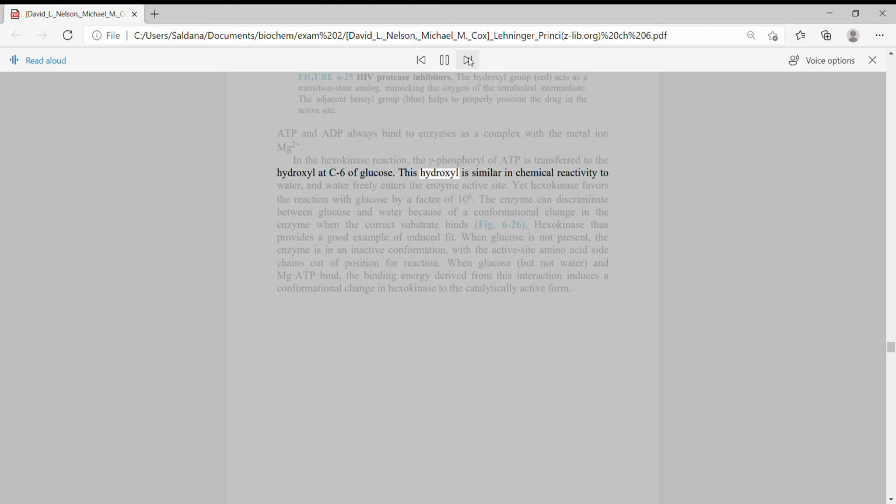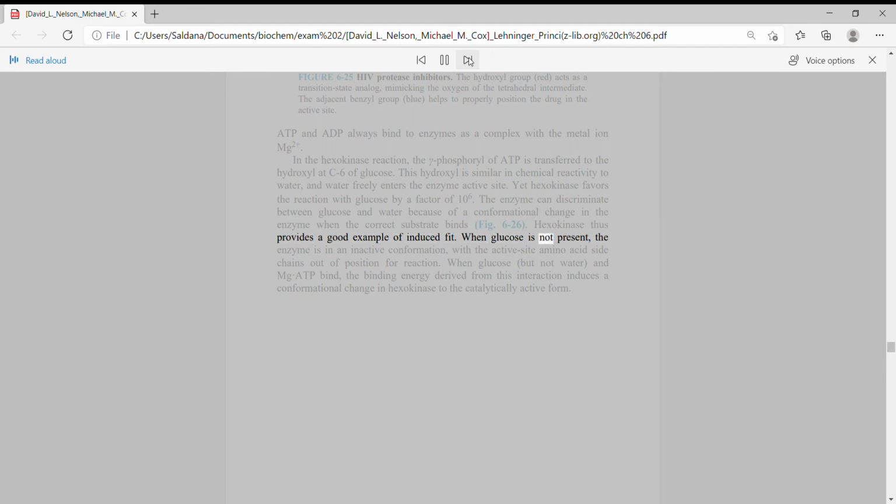This hydroxyl is similar in chemical reactivity to water, and water freely enters the enzyme active site. Yet hexokinase favors the reaction with glucose by a factor of 10⁶. The enzyme can discriminate between glucose and water because of a conformational change in the enzyme when the correct substrate binds, Fig. 6-26. Hexokinase thus provides a good example of induced fit.